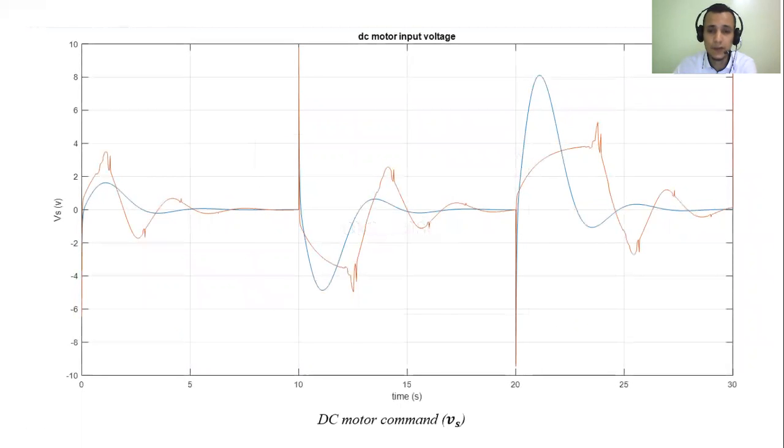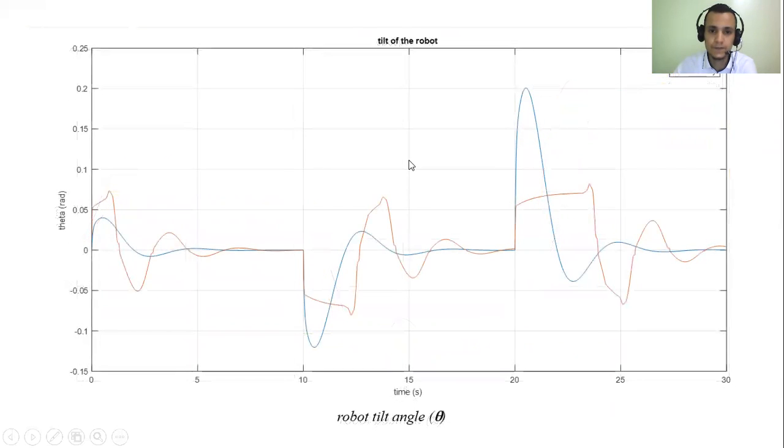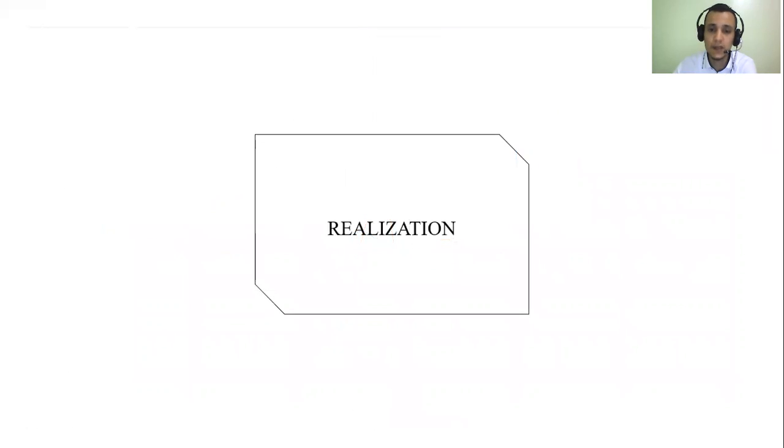Comparison. Now we compare between our two controllers. This is the Vs, which is the input to the DC motor, and this is the position of the robot. Here we can see that fuzzy is in blue and PID is in red. So this is the PID. We notice that PID is much faster and smoother than the fuzzy controller. So that's the theta, or the tilt angle of the robot.